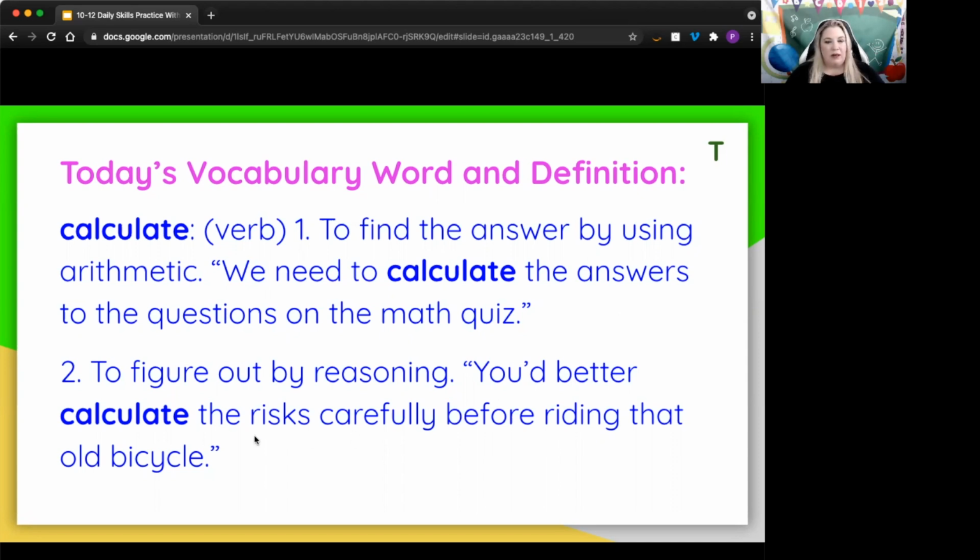So if you're calculating the risks before riding an old bicycle, you have to think about what could go wrong. Are the brakes going to go out and we're going to end up going too fast and have a crash? Or maybe it's just going to be hard to steer. If it's just going to be hard to steer, maybe that's not a big deal, but definitely wouldn't want to ride an old bike if the brakes were out, right? You'd be calculating a big risk if that were the case.